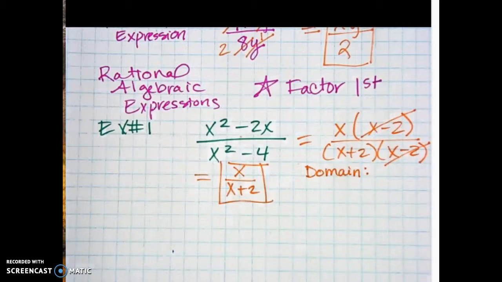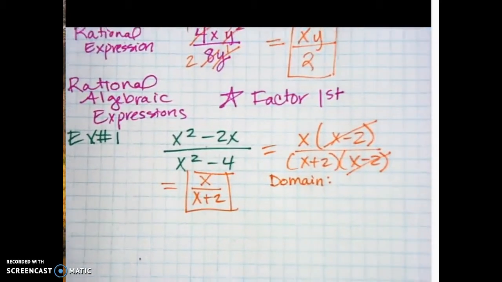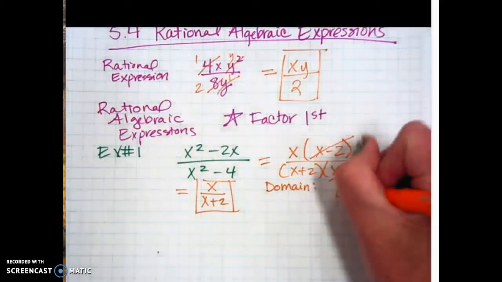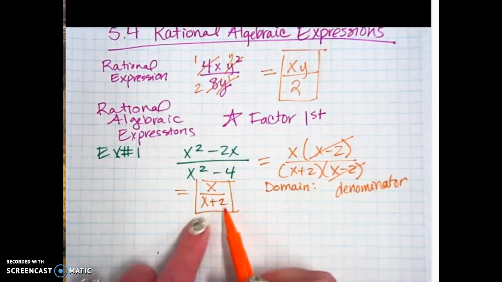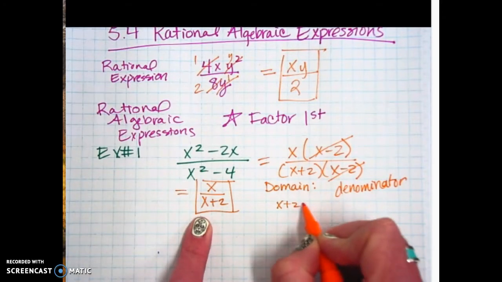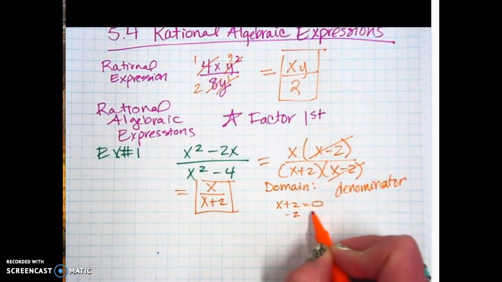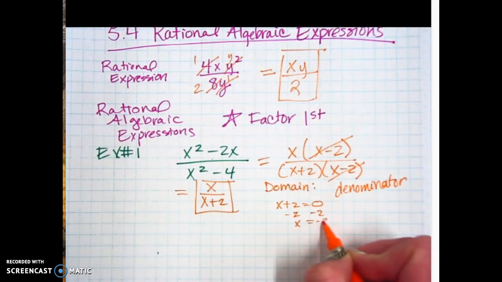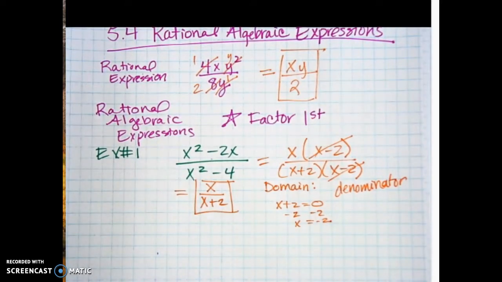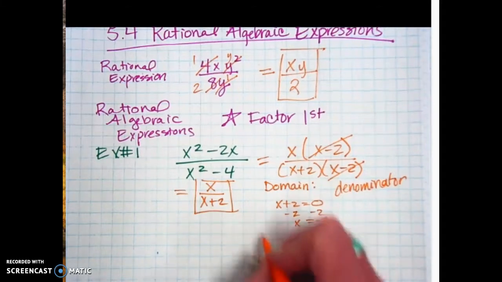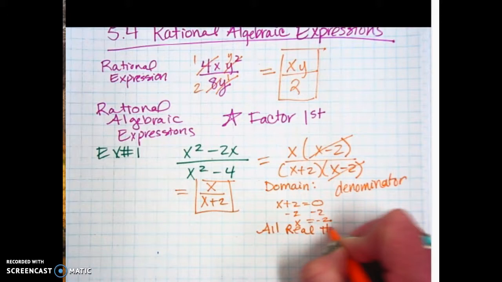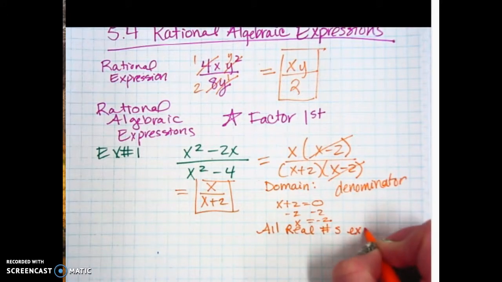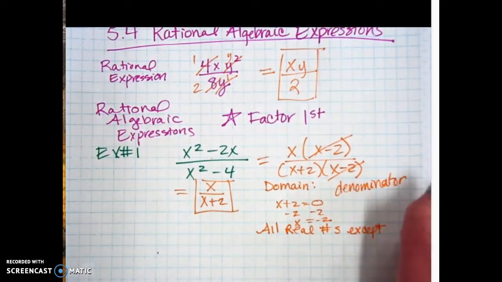Okay? So if it gives you that question, you need to look at the denominator. And so you want to take that denominator of x plus 2, set it equal to 0, and then solve for x, so you'd get x equals negative 2, which means you'd say something like this. For the domain, you'd say all real numbers except the one we just got, negative 2.